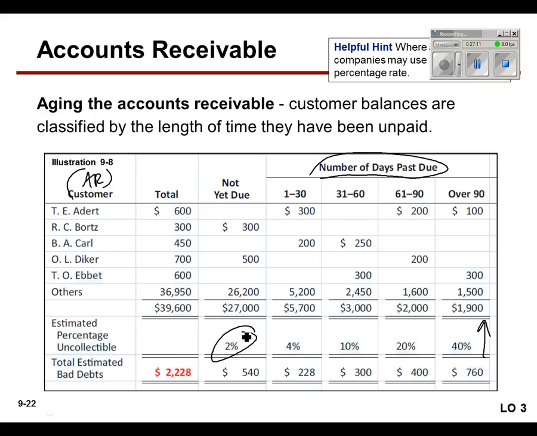Then as it starts getting longer out there, like 30 to 60 days past due, 60 to 90, or even over 90, if someone hasn't paid their bill for 90 days, they're using a math number to say 40% of that we're probably not going to recover. Just so you can see how it plays out over time.